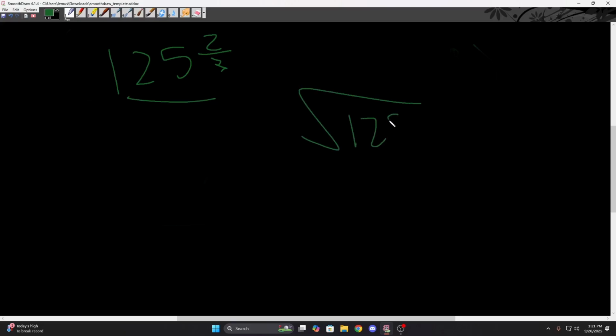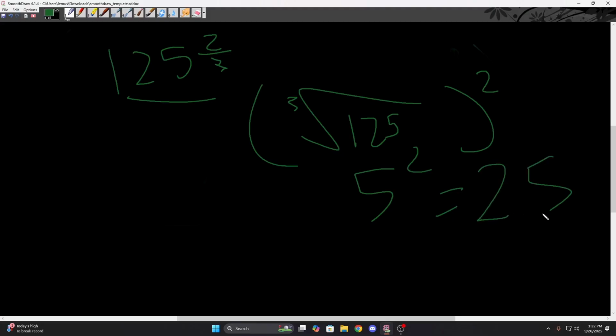So the next question is 125 to the 2/3 power. Basically, since you have this, it would be 125 cubed squared. So here you would do, 125 cubed root is just 5. So 5 squared equals 25.